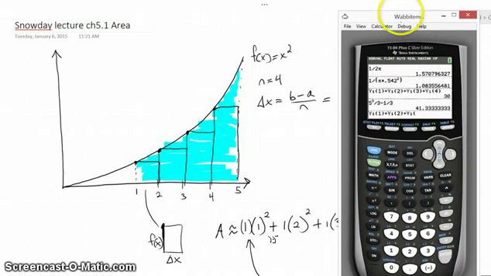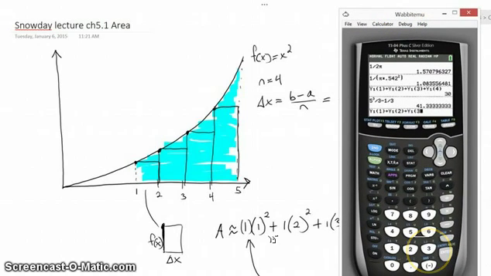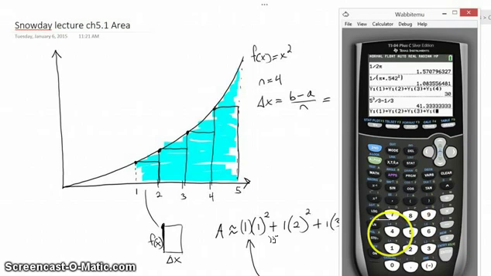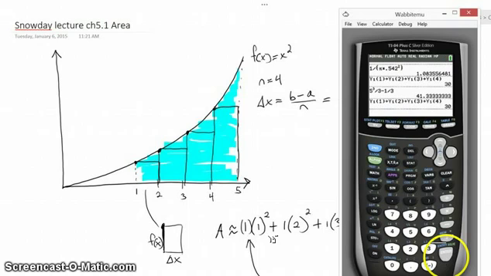And 3. And then we need to do 4. So we'll press vars, y-vars function, y1, 4. And then we can press enter and it'll evaluate. So the estimate is 30. You can see that in the line above, the exact answer is 41 and a third. So like we thought, we got a bit of an underestimate. We didn't use very many subintervals, so it wasn't very accurate.